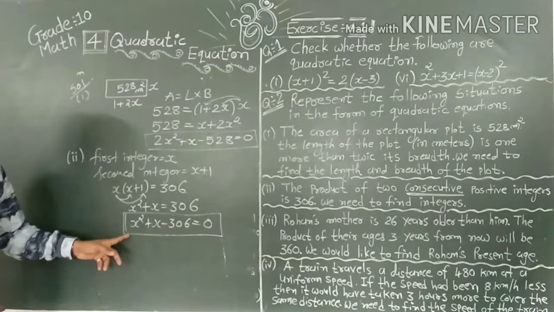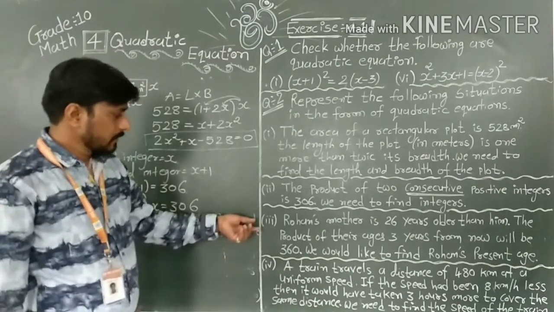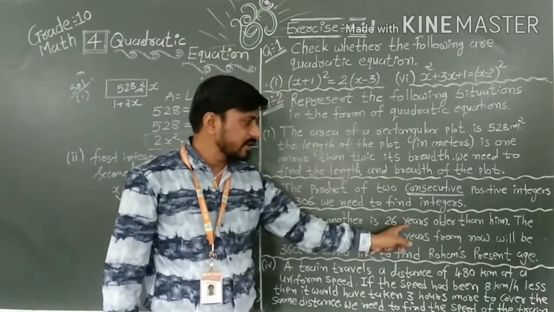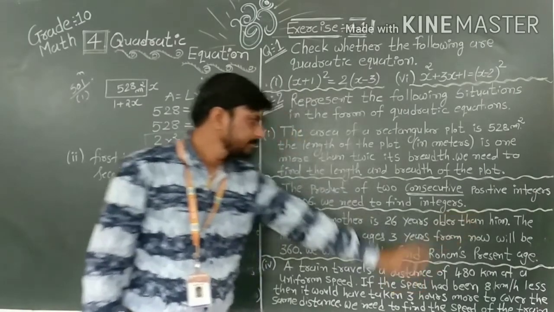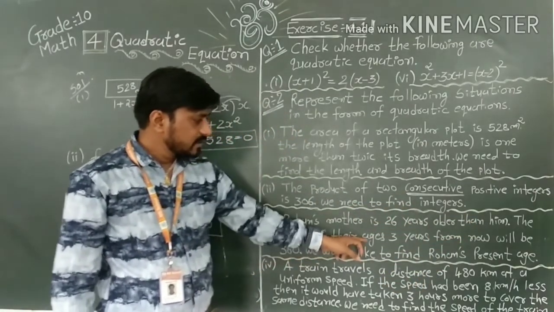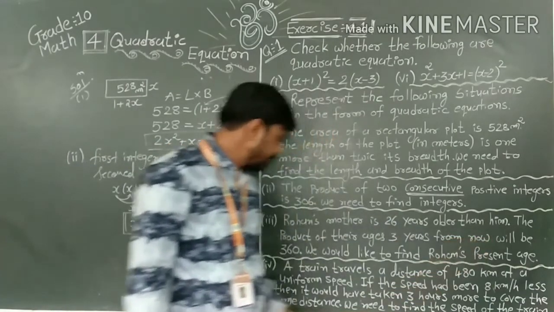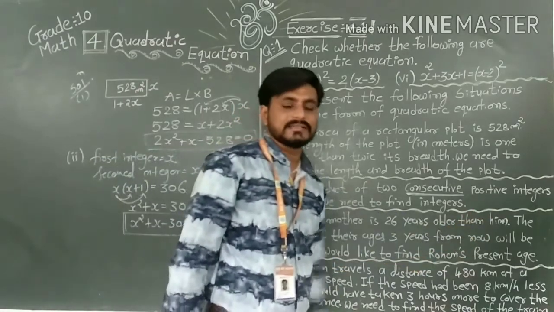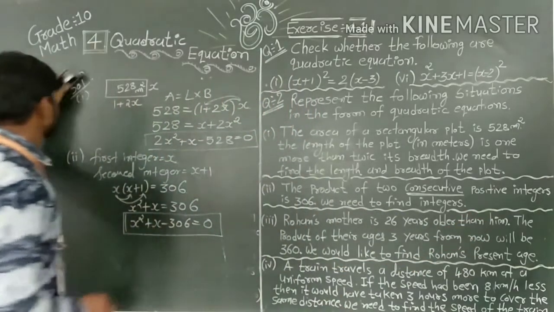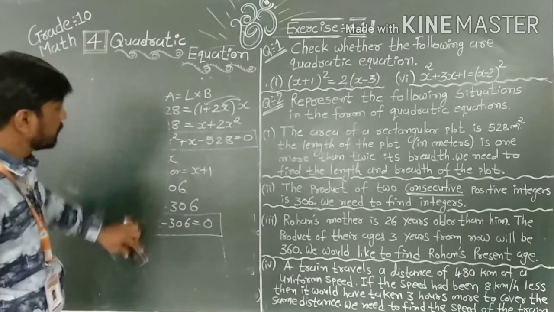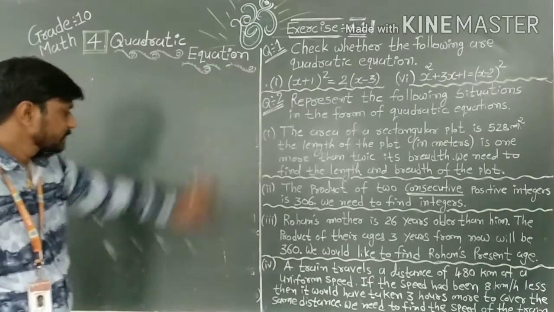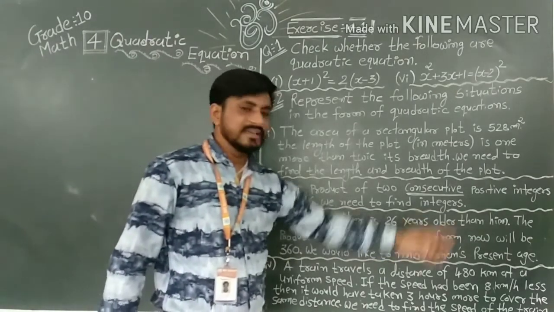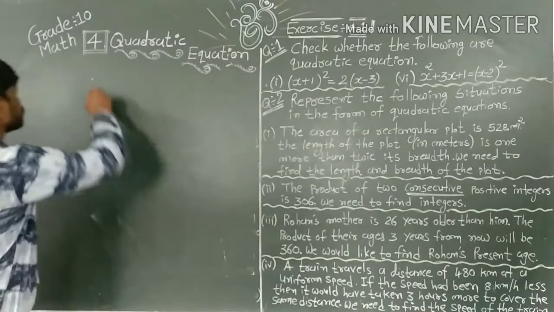Okay. Now example number 3. What is example number 3? Rohan's mother is 26 years older than him. The product of their ages 3 years from now will be 360. We would like to find Rohan's present age. Here we have an age problem and we have to convert it into a quadratic equation. So first of all I let the present age of Rohan be x here. So solution number 3.